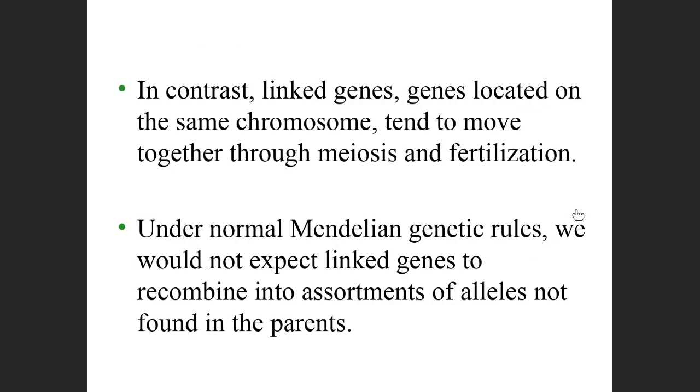But linked genes move together through meiosis and fertilization. So you can have more than one characteristic that always appears together. Under normal Mendelian rules, we don't expect linked genes to recombine into assortments of alleles not found in their parents, because the genes are so close together, they're not going to cross over, and you're not going to get those different combinations or recombination events in the gametes.